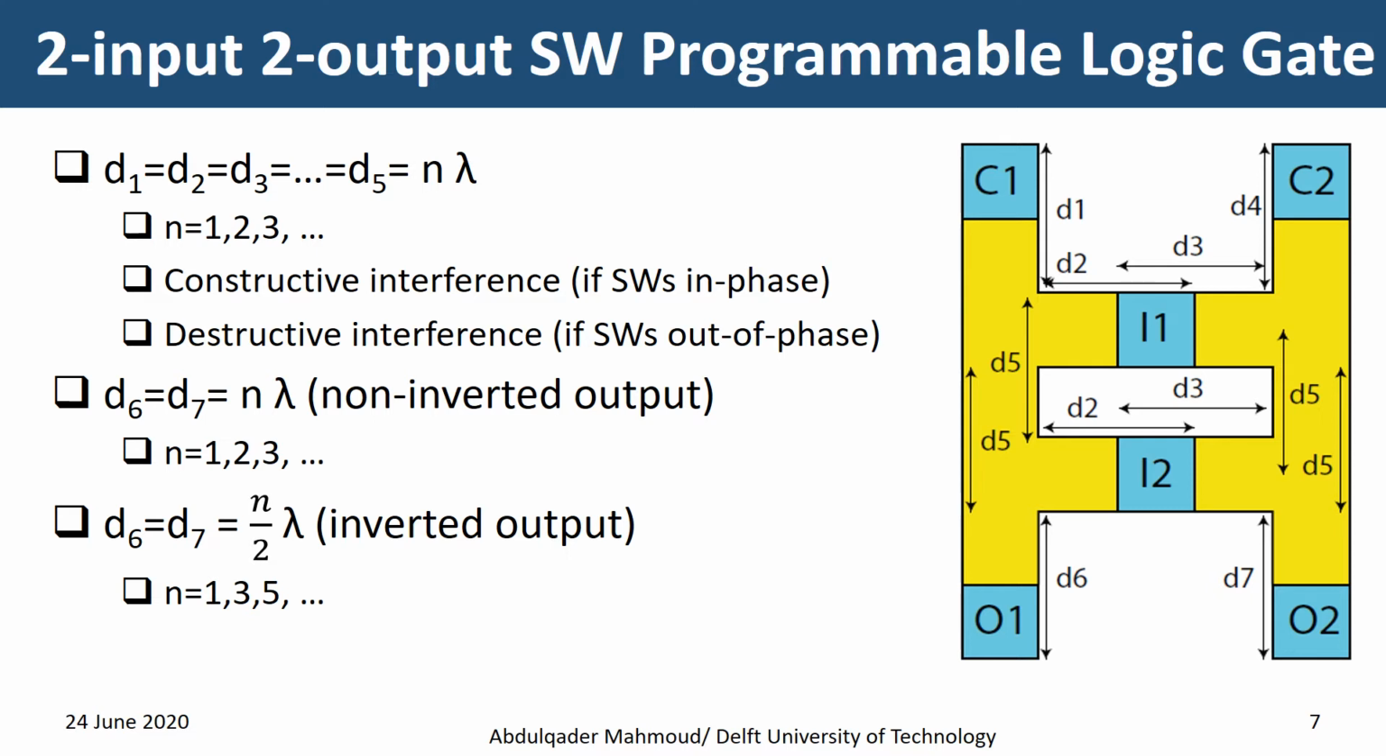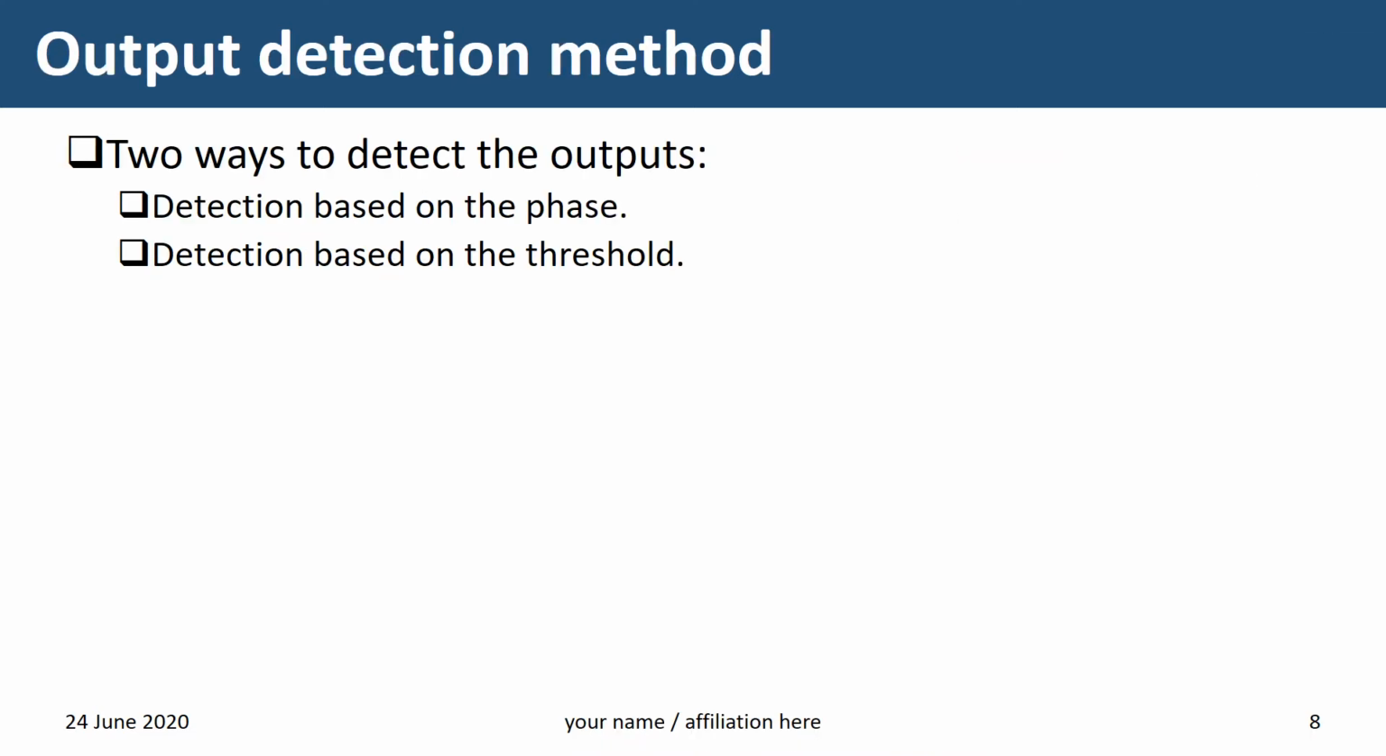Now we have two main methods for output detection: detection based on the phase and detection based on the threshold.